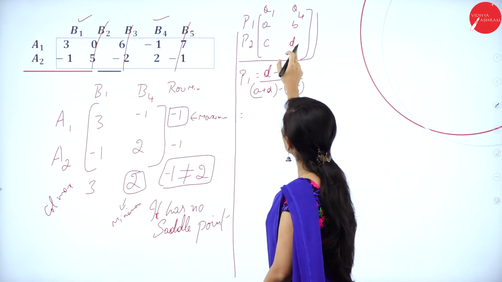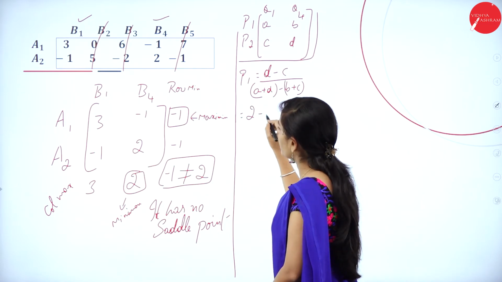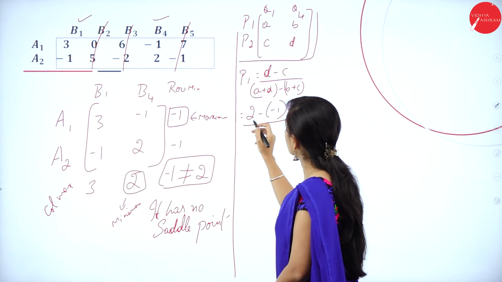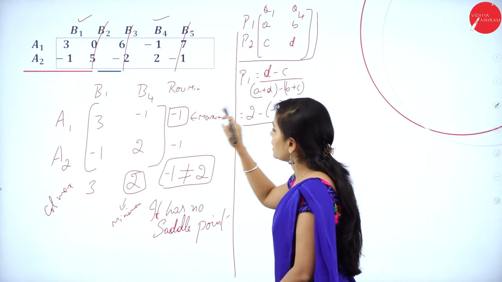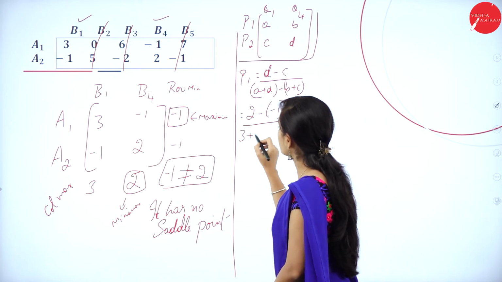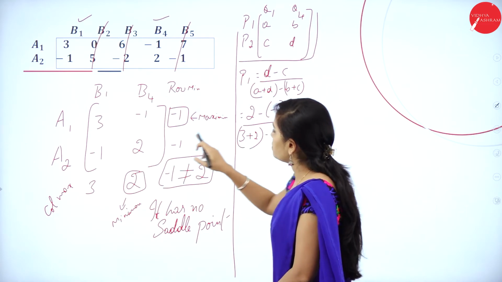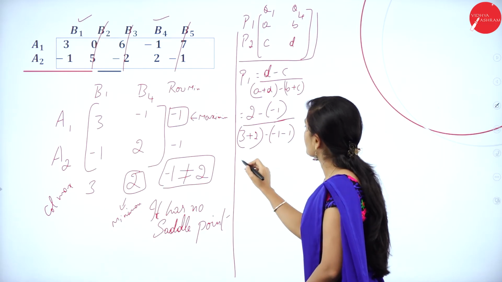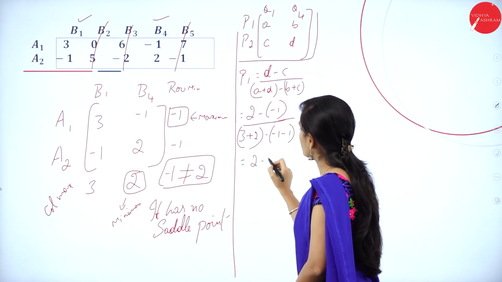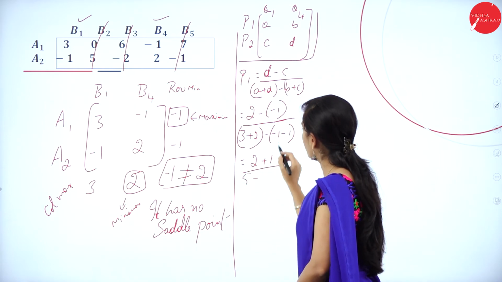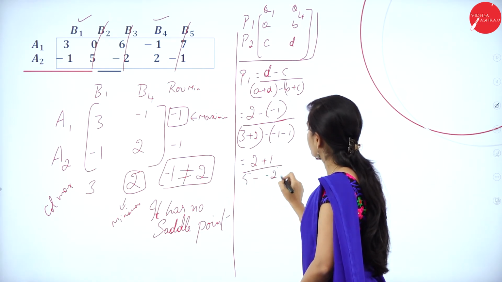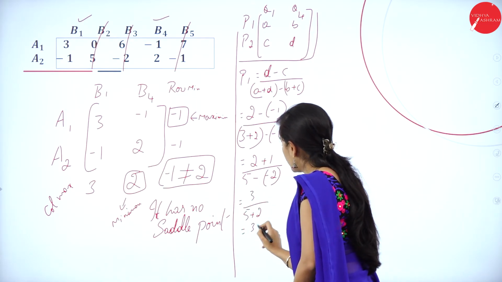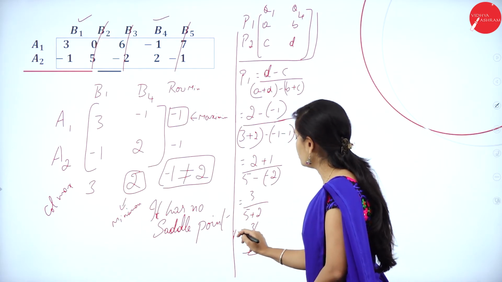Substitute the values. D is 2, so 2 minus of -1. C is -1. So 2 minus of -1 divided by A plus D minus B plus C. A value is 3, B value is -1 and C is -1. Now 2 minus of -1 is +1. 3 plus 2 is 5 minus -2. So 3 by 5 plus 2, it is 3 by 7. So P1 is equal to 3 by 7.